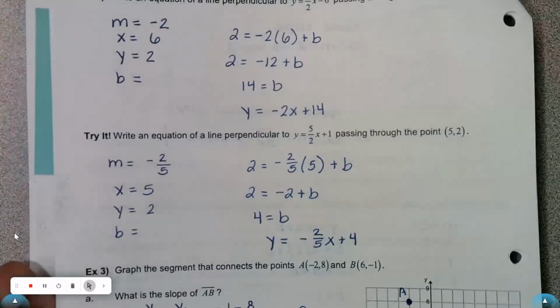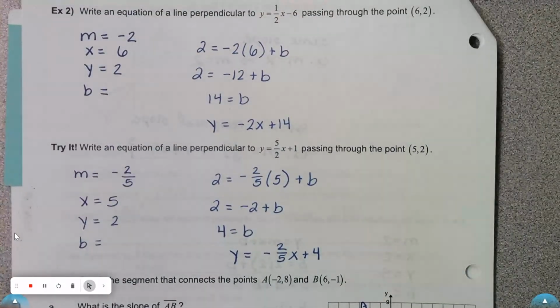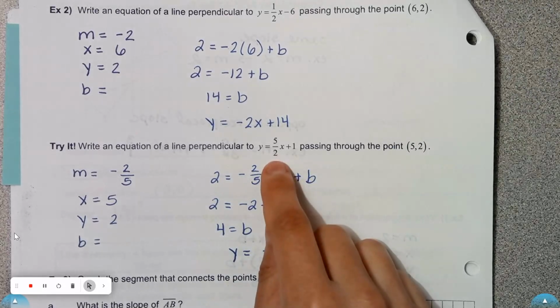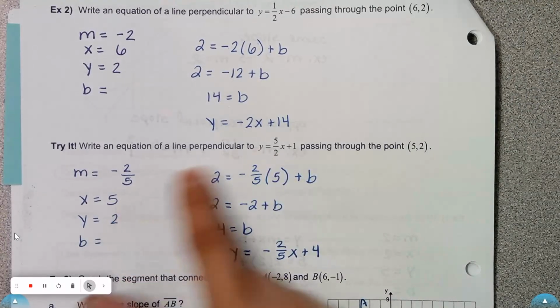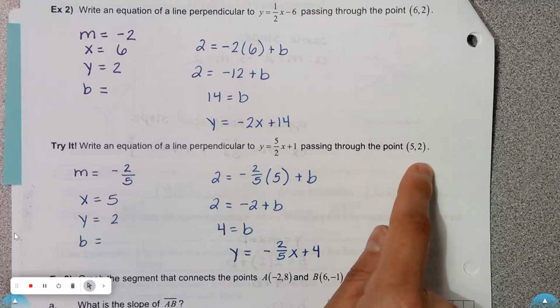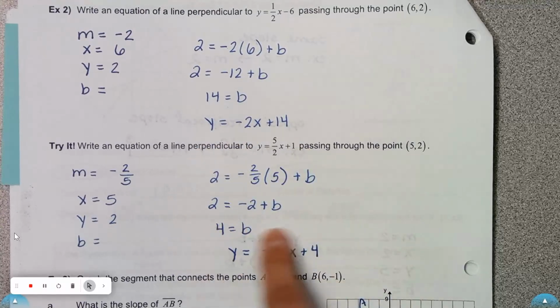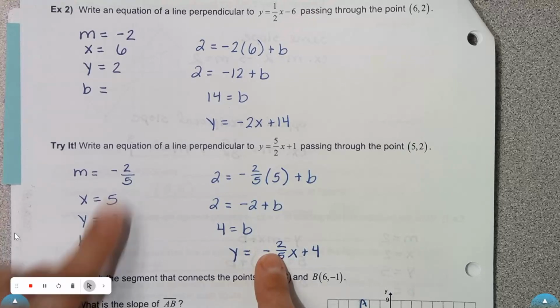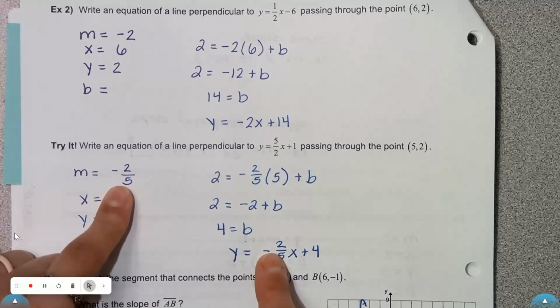Okay, so this is what you should have gotten for the try it. So your slope is 5 over 2. When you flip it and you switch it, it becomes 2 over 5. Because it's positive, it becomes negative. And then I use this x and this y, and I plug it into my equation right here. And then for b, I get 4. And then ultimately, I create my equation with my new slope, which is this negative 2 over 5.